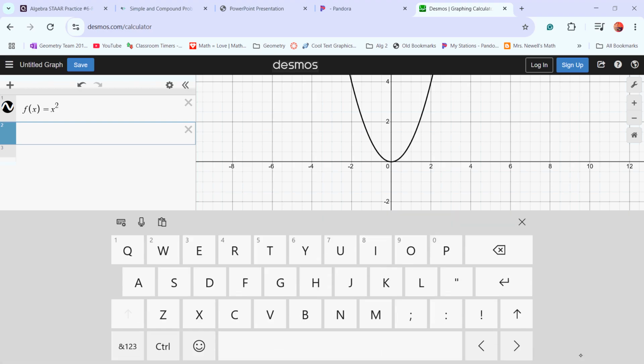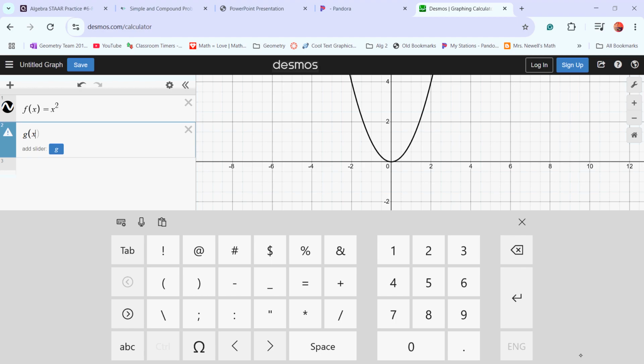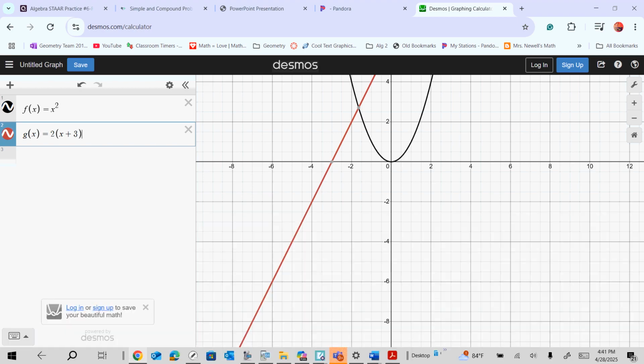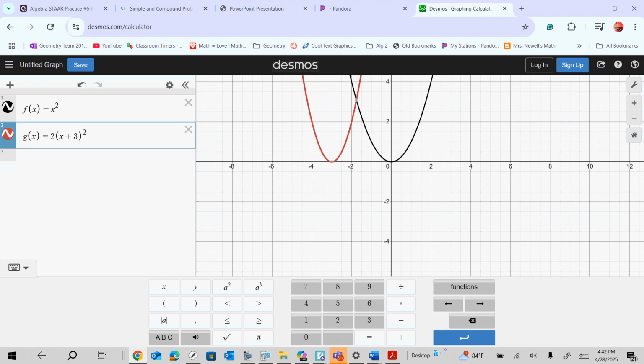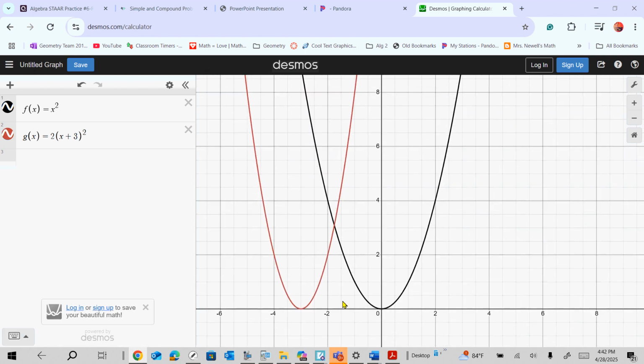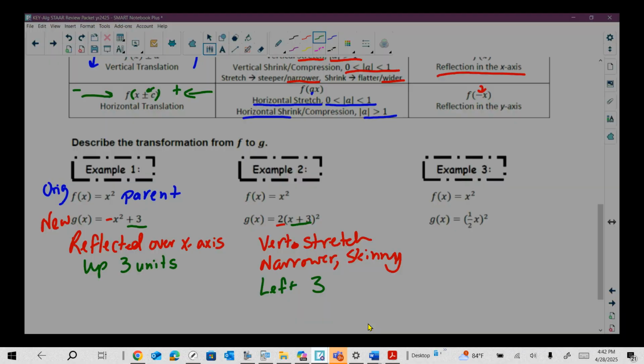And then in the second line, we're going to do our g sub x. So I can use function notation, which is g parentheses x, close the parentheses, equals, we have 2 parentheses x plus 3, we're going to close it and we're going to square. Look, right there off the bat, I can see the black parabola is my parent, my red is the new, and I can physically see that it moved over. It looks like 3 units. So this is 1, 2, 3, yeah. And then I can compare that. And if you're not too sure, you could always hover your mouse here, and you can see one's wider than the other. This one is getting a little narrower or skinnier. So you can use your calculator to help you problem solve.